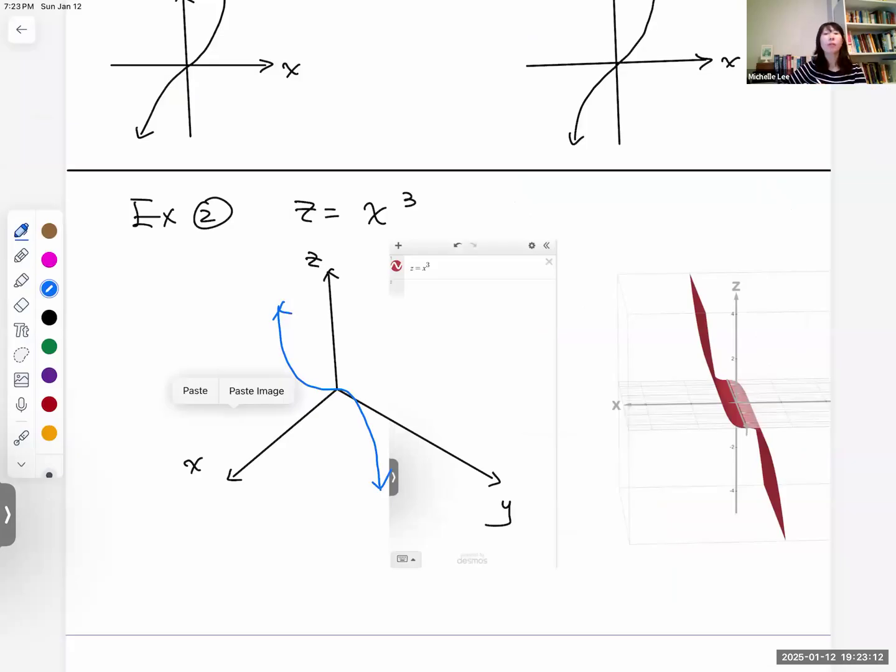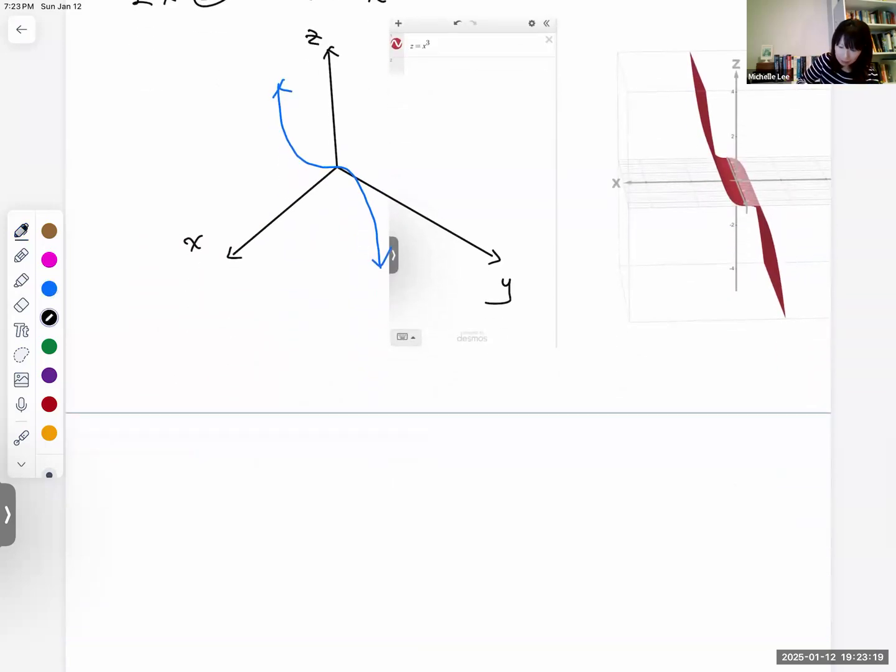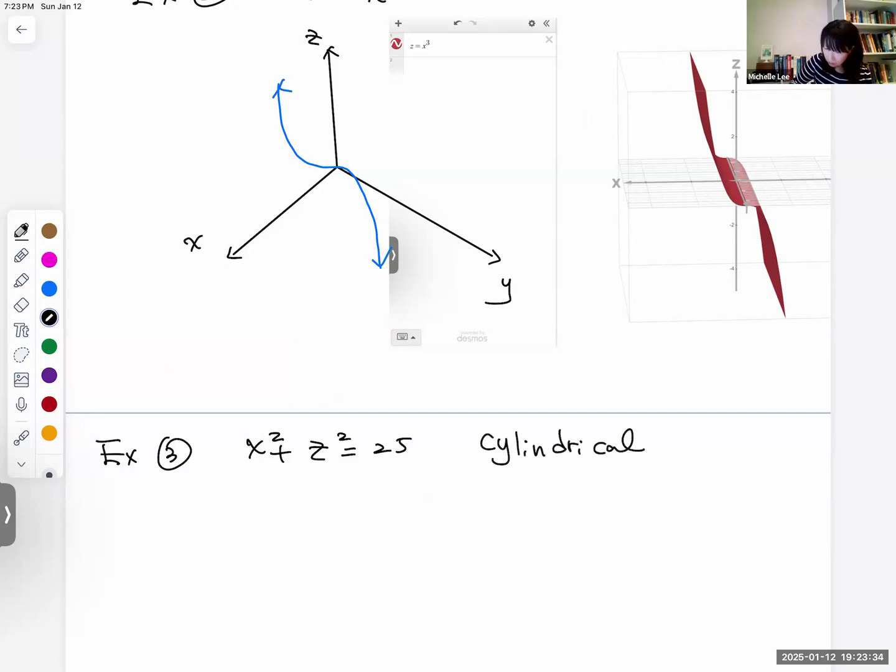Okay, so I insert a screenshot here. Let's do example number 3. We have x squared plus z squared equal to 25, which is the cylindrical surface, right? All right, then what is the missing variable, which is y, right? Then that ruling is parallel to the y-axis.